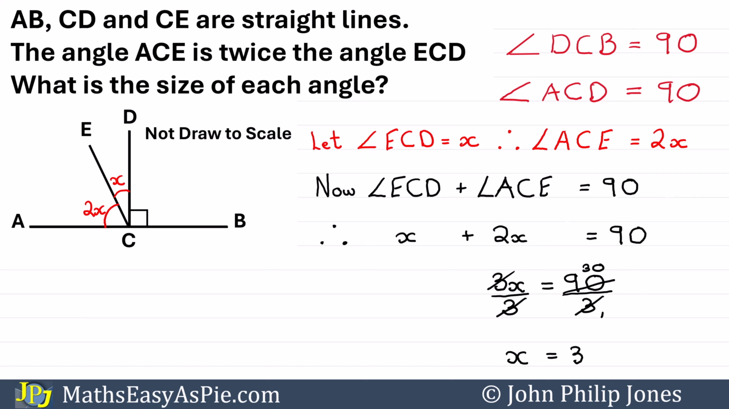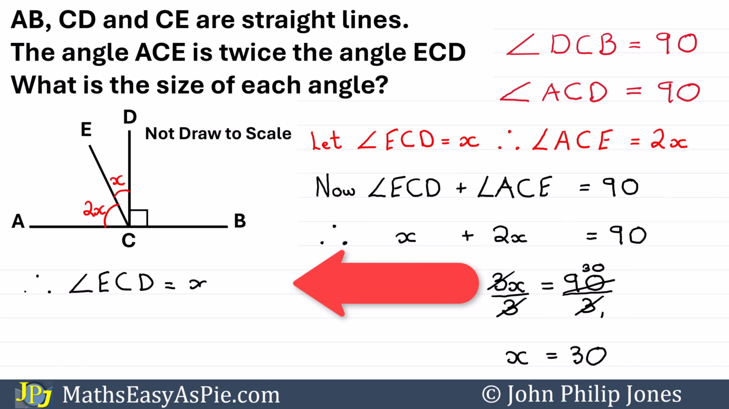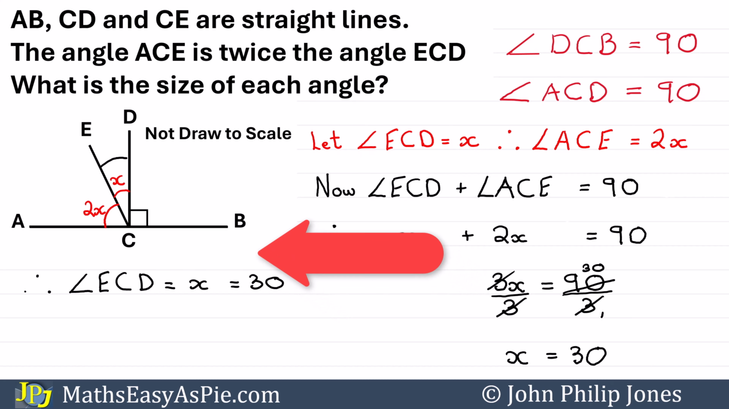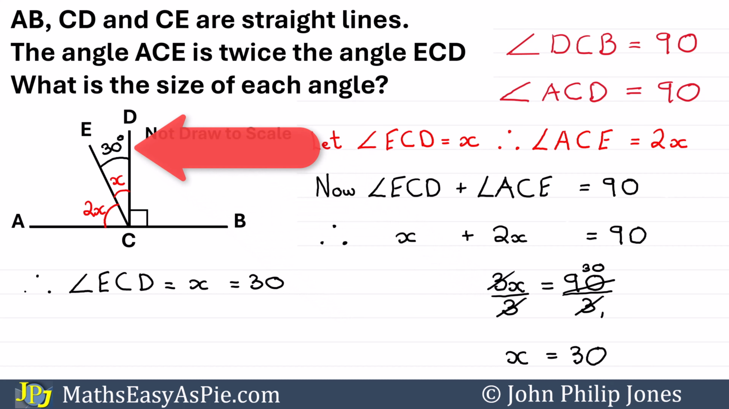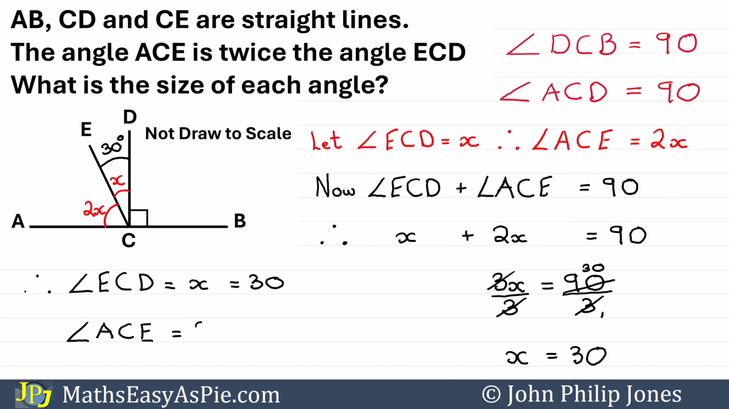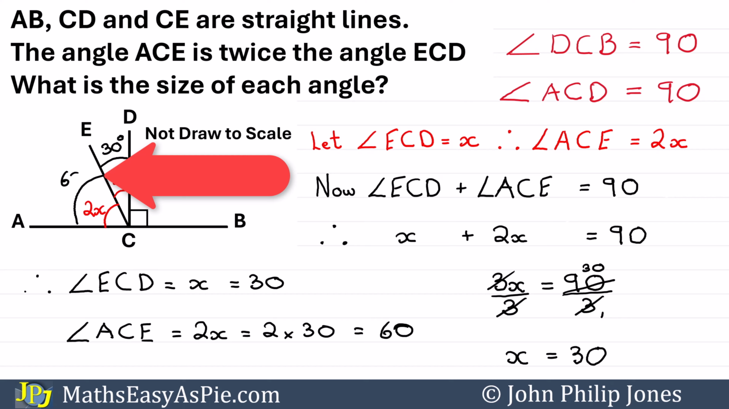Consequently, X equals 30. Therefore, we can write that the angle ECD is equal to X, which is equal to 30. So this angle is 30 degrees. We know that the angle ACE is twice X, so this becomes 2 times 30, where 30 is X, and of course this will equal 60 degrees. Consequently, this angle here is 60 degrees.